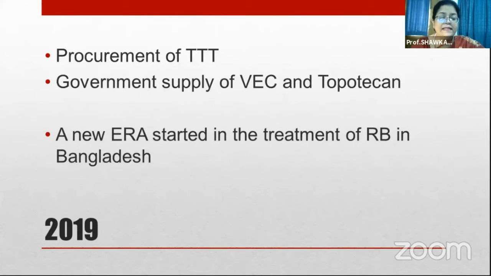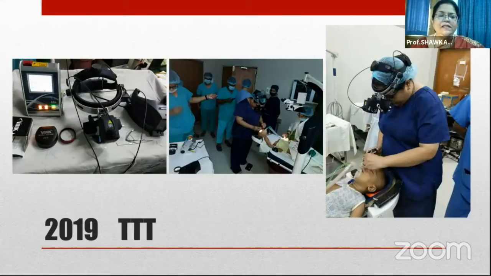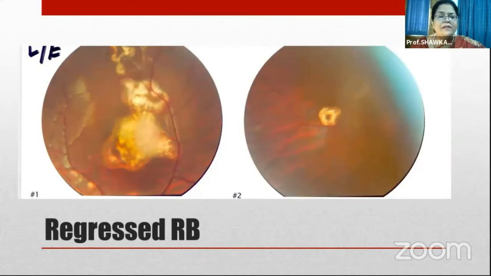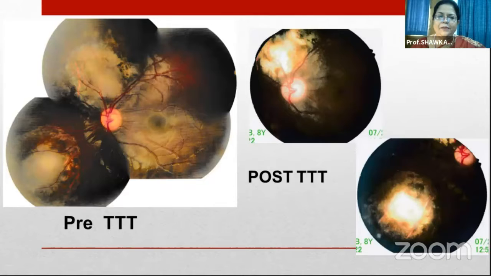And in 2019, a big year, we had a procurement of TTT. We got TTT, and the government ensured supply of chemotherapy agents: vincristine, etoposide, carboplatin, and topotecan. The patients don't have to pay, and they get them when the supply is there. A new era started in the treatment of retinoblastoma in Bangladesh. So this is the first day of TTT at my center. After TTT, this is the regressed tumor. Things are going better, and patients were happy.